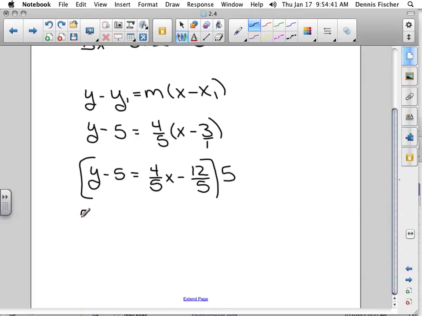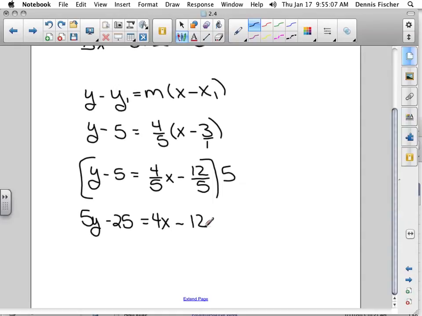We're going to get 5y minus 25 equals, now 4/5 times 5, 4. The 5's cancel off, so you're just going to get 4x minus 12/5 times 5, 12. Now, does that look like a little easier problem to work with? You can do that right away, multiply by the common denominator, and that way you're done with fractions to a point.